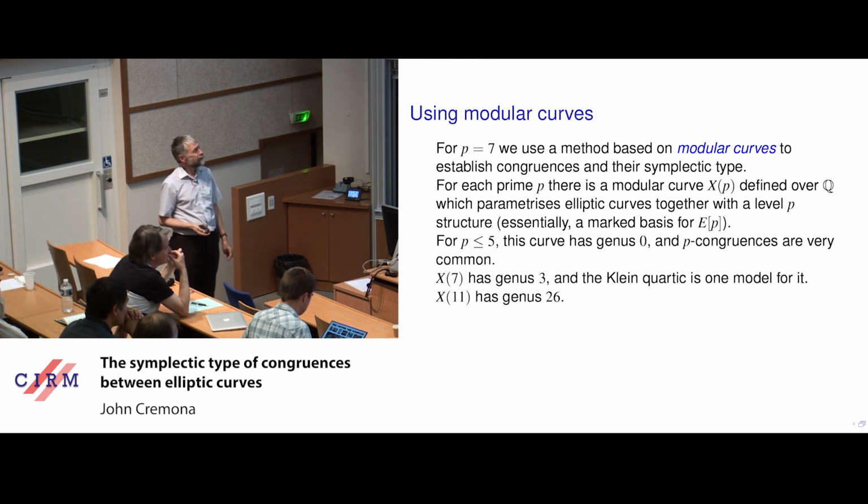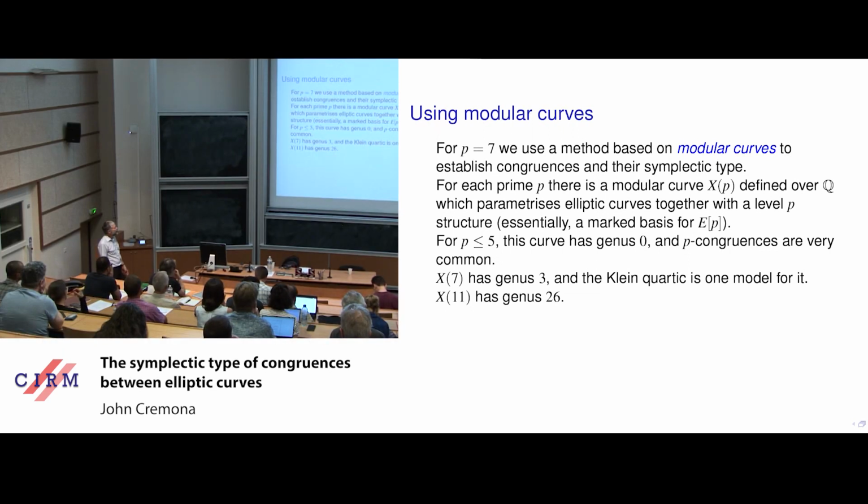Okay, so these curves are well known. For p up to 5, they have genus 0, and they have infinitely many points over any field. X(7) has genus 3, and the usual model taken for that is the Klein quartic. It's a plane quartic curve. Next prime, 11, the genus is already 26. So using these things in practice is not going to be that easy, but for p equals 7, it's very useful. So it's not the curves X(p) we'll need directly, we actually need twists of those.